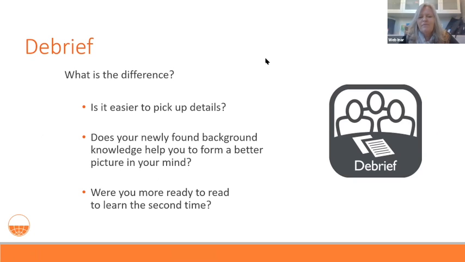Does your newly found background knowledge help you form a picture in your mind? Can you get to that idea of awareness, right? Have some idea where this took place? And would it make you more ready? When we looked at the text the second time, would it make you more ready to learn, more open to learning what you could from the text, had you had that experience prior to looking at the text?